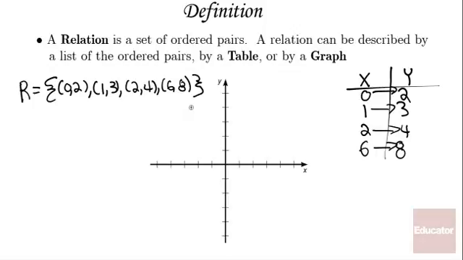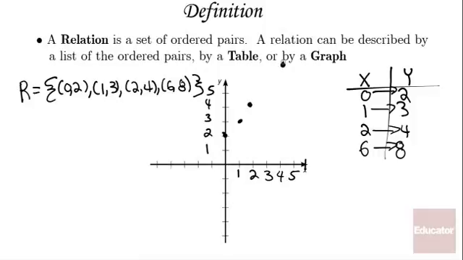I can also graph these ordered pairs since each pair describes a point in the coordinate plane. My first coordinate pair says that x is 0 and y is 2. The second pair, x is 1, y is 3. The third pair, x is 2, y is 4. And now the fourth pair, x is 6, so that's going to be about here, and y is 8. So somewhere up here.